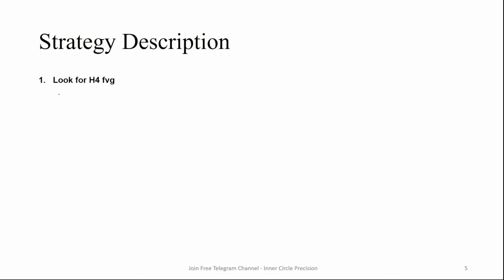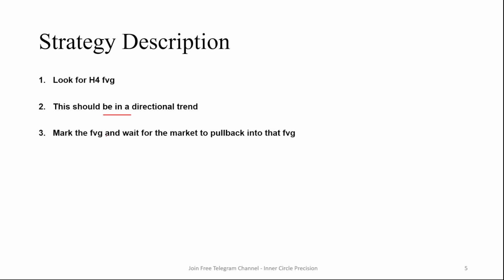1. Look for a fair value gap on H4 time frame impulses. This should be in a directional trend. Don't just look for a fair value gap, but try to find the market structure. Is it bullish or is it bearish? Mark the fair value gap and wait for the market to pull back into that fair value gap.